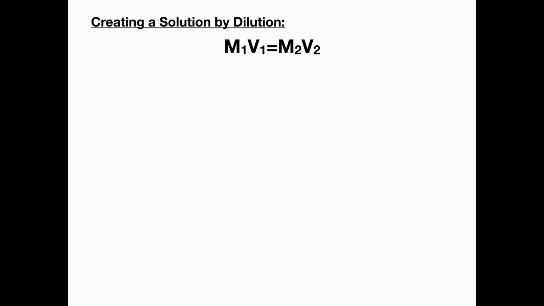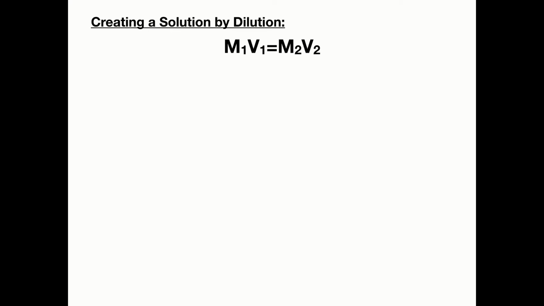What if instead the solution that I'm given is a concentrated solution and I need to dilute it? Okay, well, if that is the case, then I need to use my formula M1V1 equals M2V2. Okay, M1 is your molarity, so your concentration.